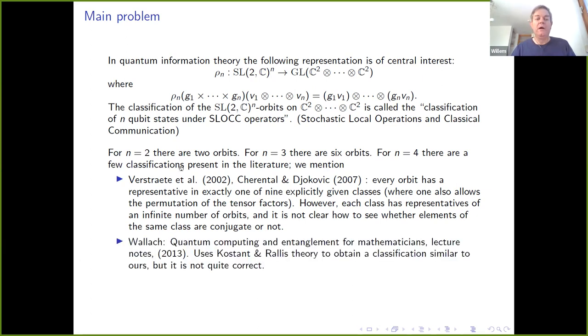The second classification that I want to mention is not really published, but it's in lecture notes of Nolan Wallach. He uses so-called Kostant-Rallis theory, which is a paper from the beginning of the 70s, I think. He obtains a classification which is similar to our classification, but his classification is not quite correct. He didn't get all the computations right.